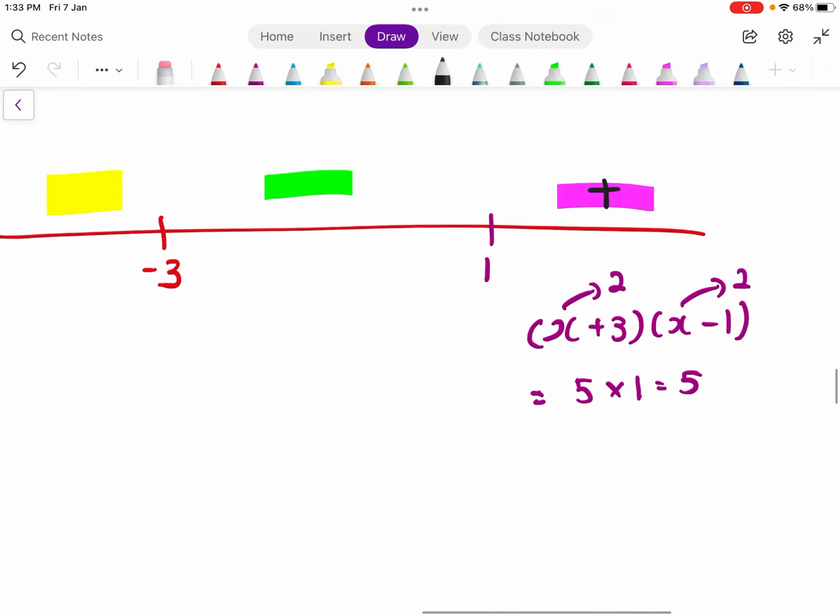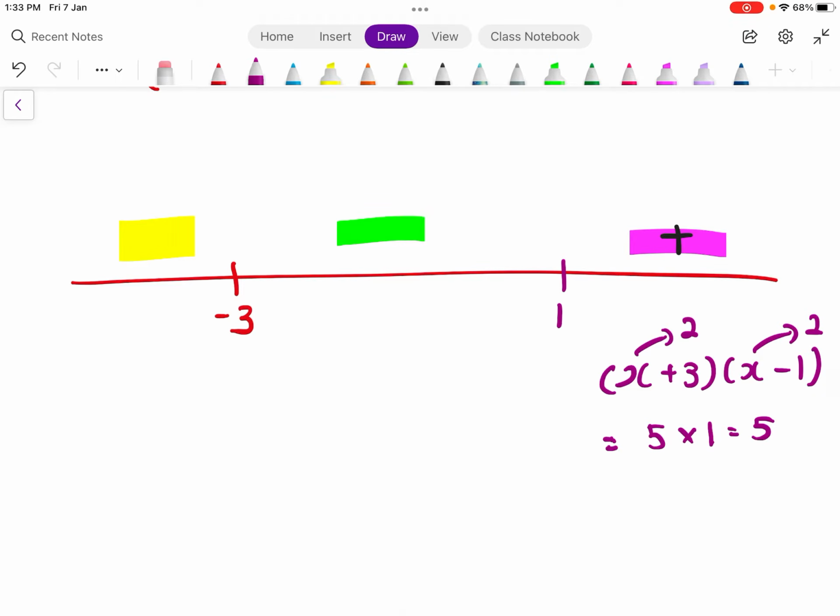Alright, now I go on to the green region. Same thing, maybe I write down (x + 3)(x - 1) first. For the green region, the numbers between negative 3 and 1 satisfy it. It can be negative 2, negative 1, 0, 0.5, and so forth. You can substitute in any number. For simplicity's sake, I substitute in 0, and I see what sign I get.